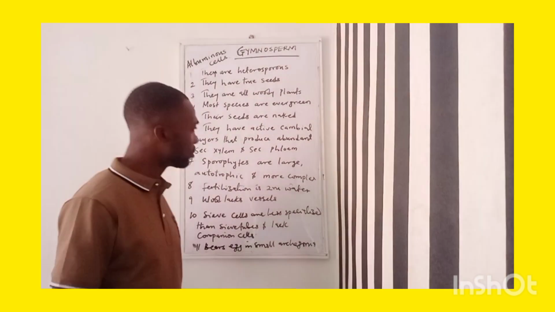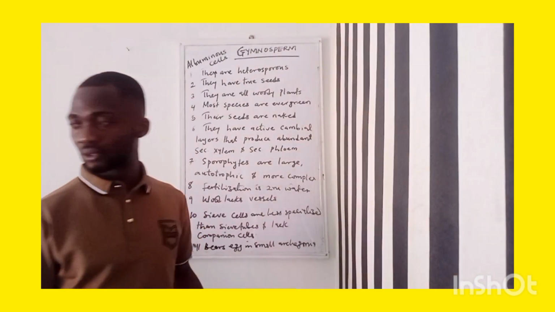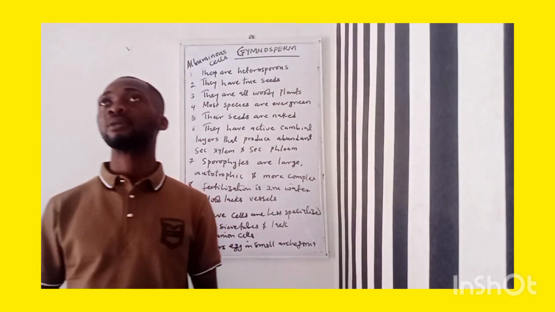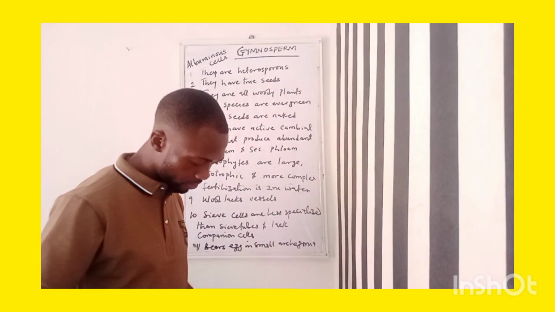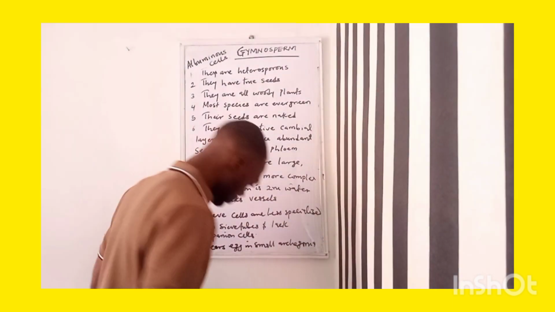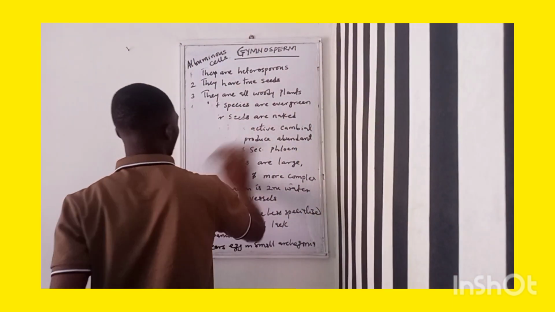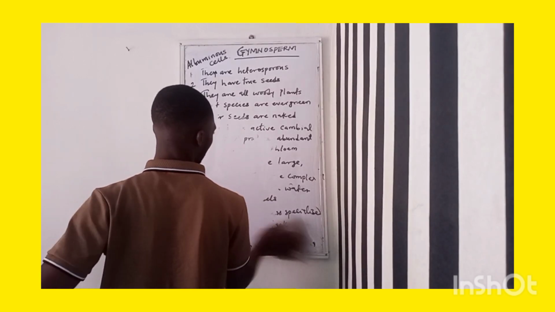The next thing we want to look at now is what is called the pteridosperm. But before we look at the pteridosperm, let's look at the origin of gymnosperm.